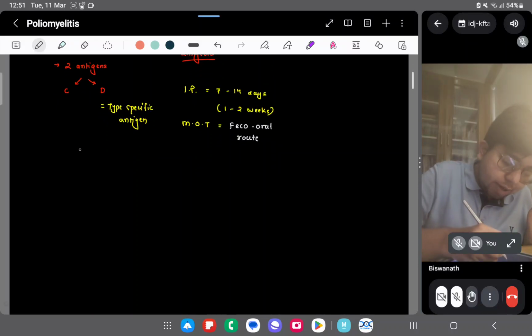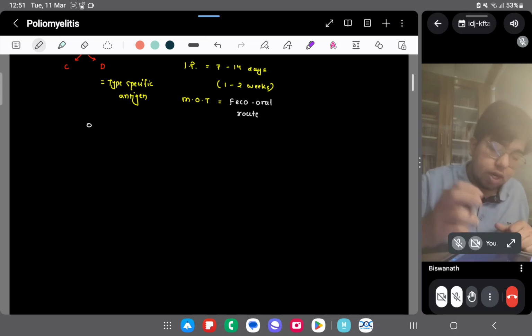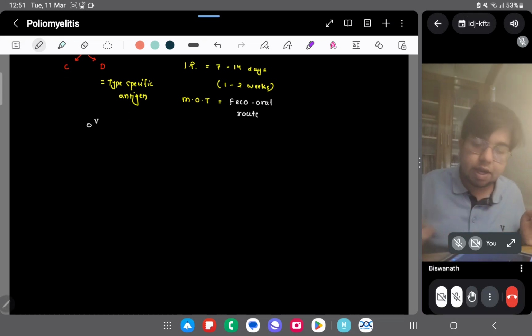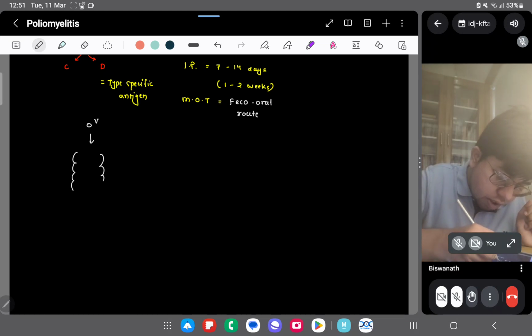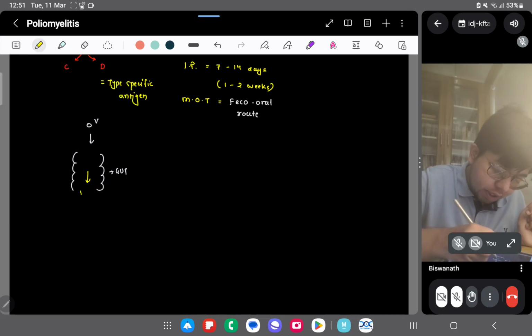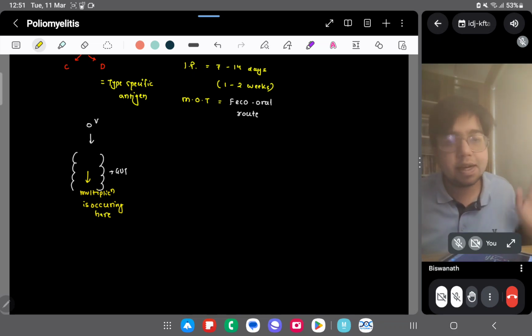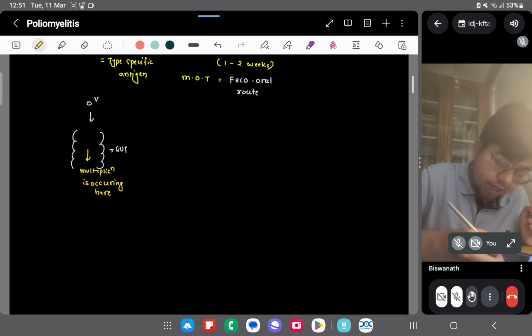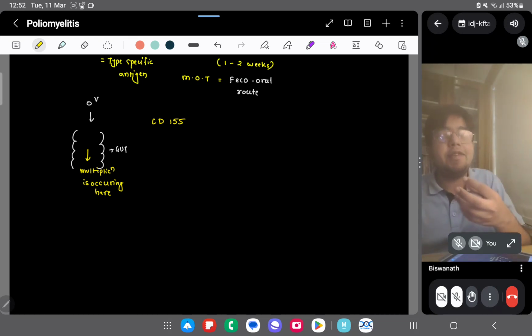And this virus basically, let's assume this is the virus, this is the V, that is the virus. So it is basically going to the gut, right? In the gut, the multiplication of the virus is occurring. And this virus uses CD155.